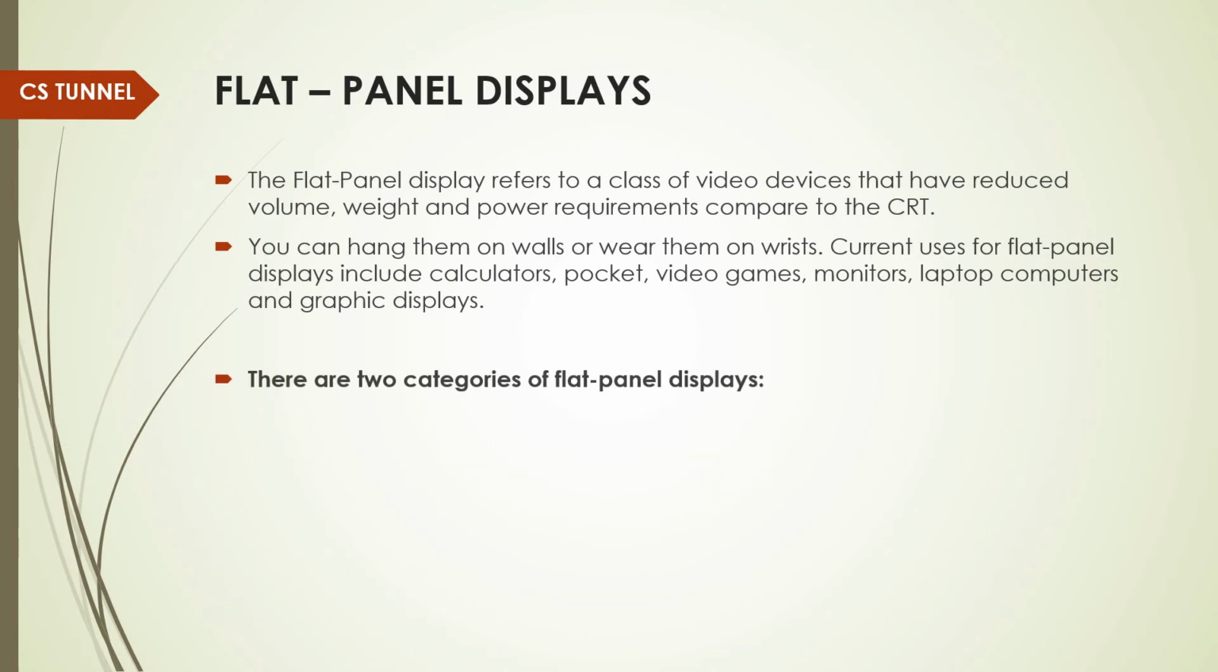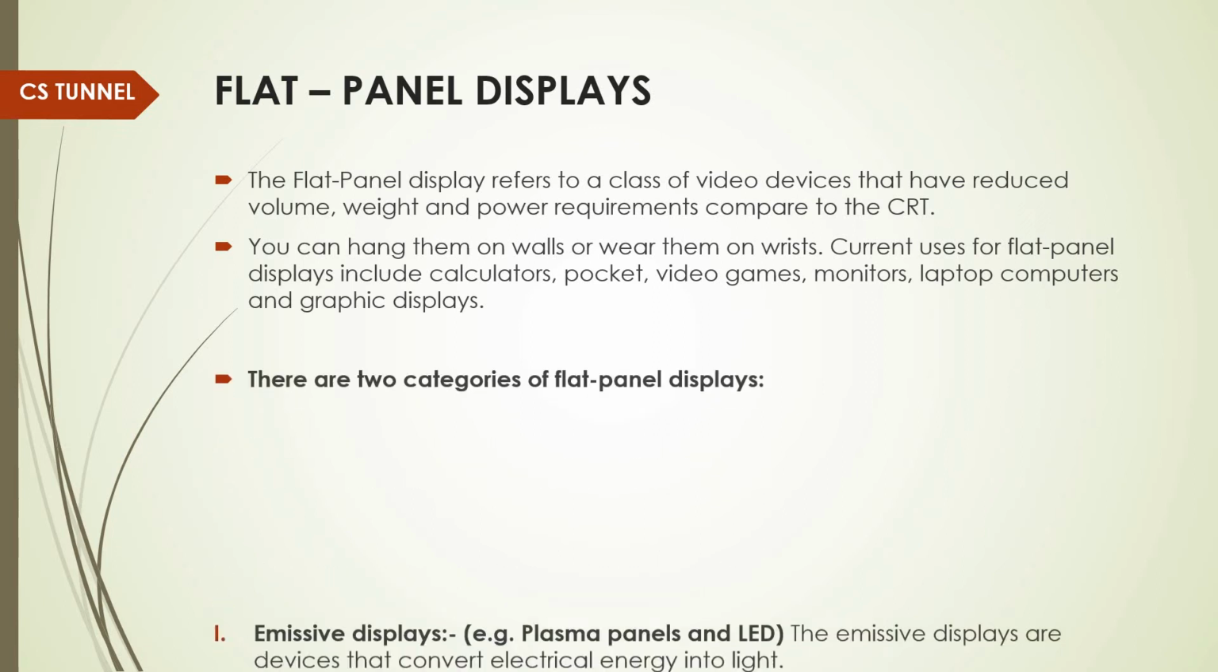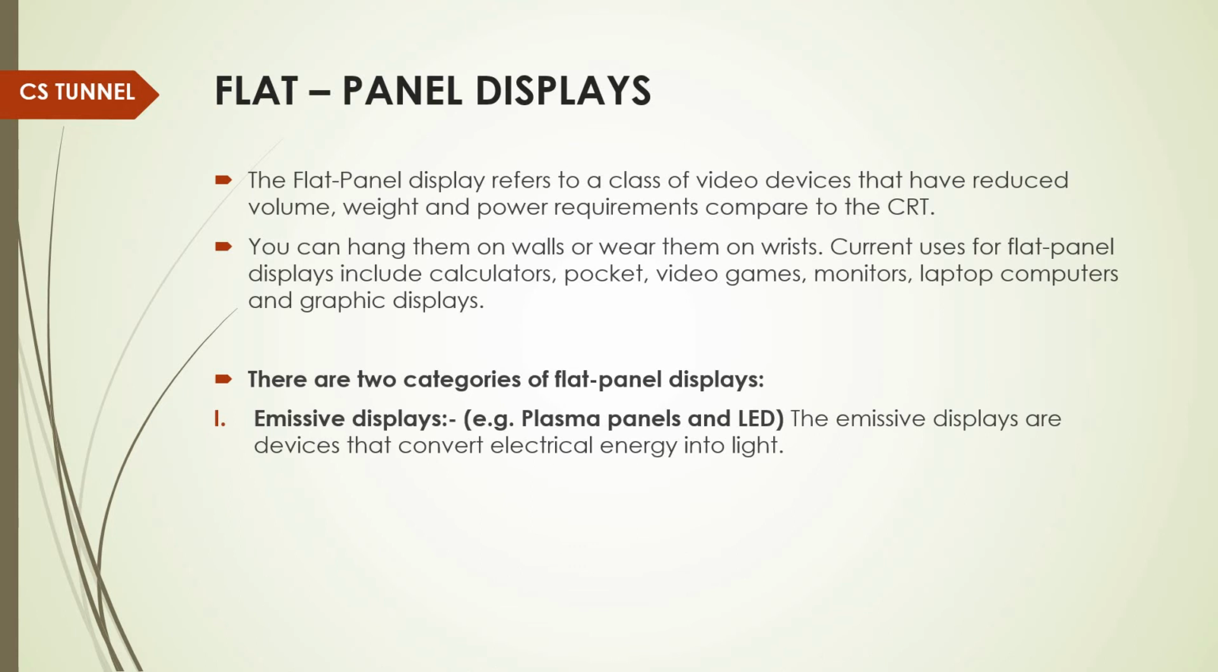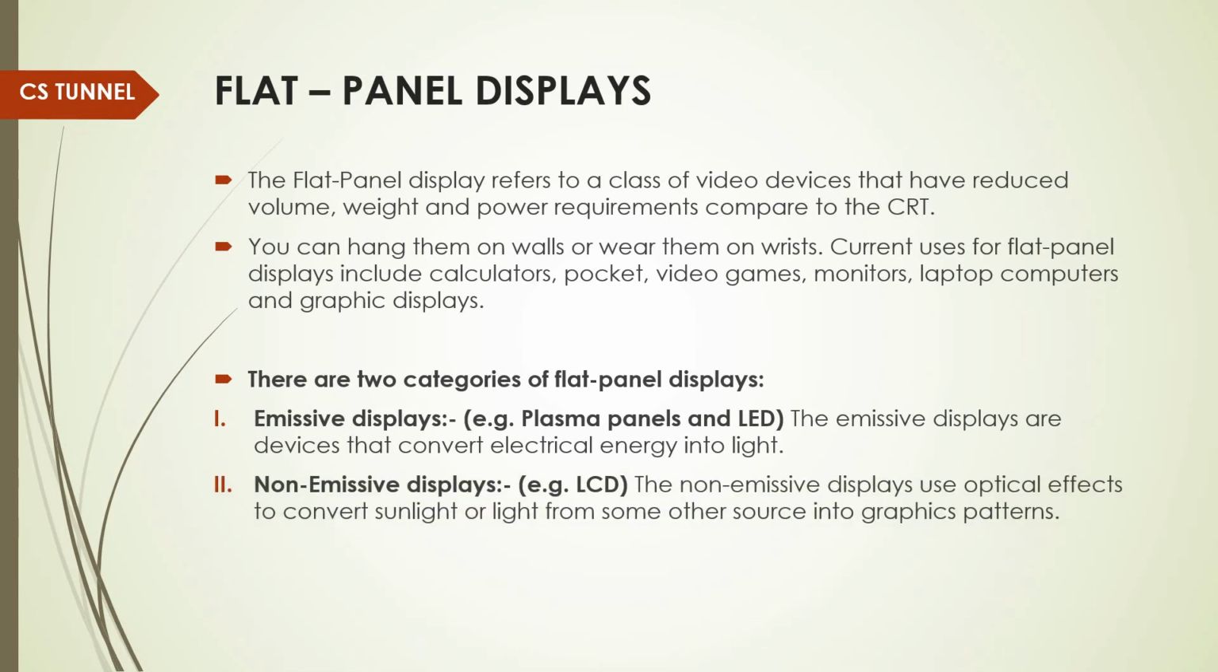There are two categories of flat panel displays. First is emissive displays, for example, plasma panels and LEDs. The emissive displays are the display devices that convert electrical energy into light. The second one is non-emissive displays, for example, LCD. The non-emissive display uses optical effects to convert sunlight or light from some other source into graphic patterns.